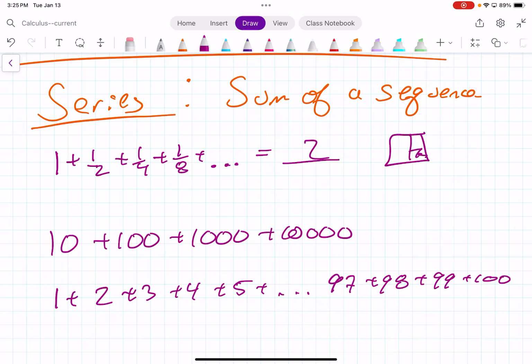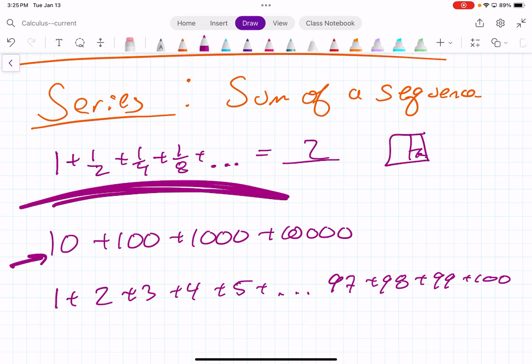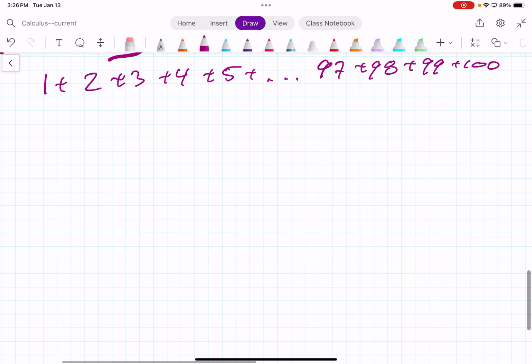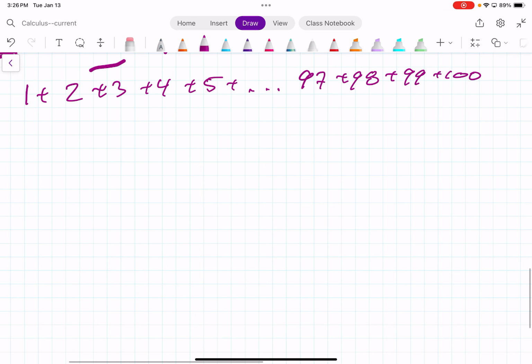Can you spot the difference between these in terms of arithmetic and geometric? So I've already alluded to the top one's geometric, right? Because there's a multiply pattern. The second one is also geometric. The terms are generated by multiplying by 10. And the bottom one is definitely arithmetic, okay? I want to focus on the bottom one here and try to think about a formula that we could generate to find a sum of that list.